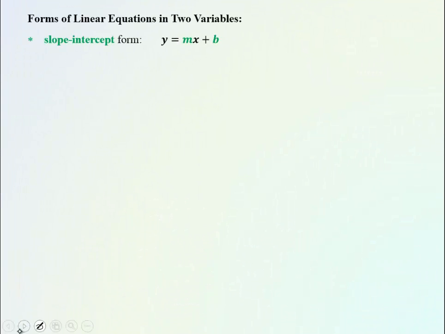Forms of a linear function. How can we record a linear function? Well, the most popular and probably the easiest to graph form is slope-intercept form, y equals mx plus b, where m is our slope and b is our y-intercept. But we have some other forms of a line as well.